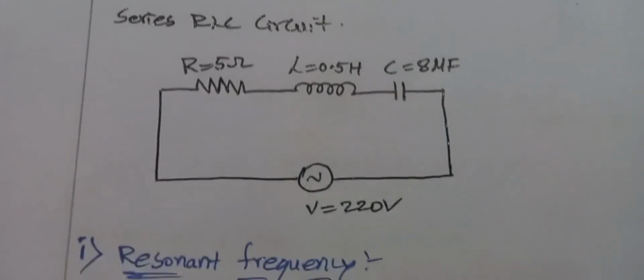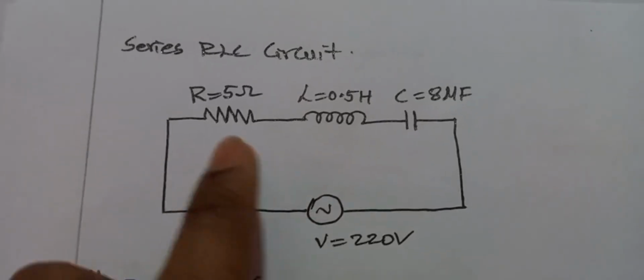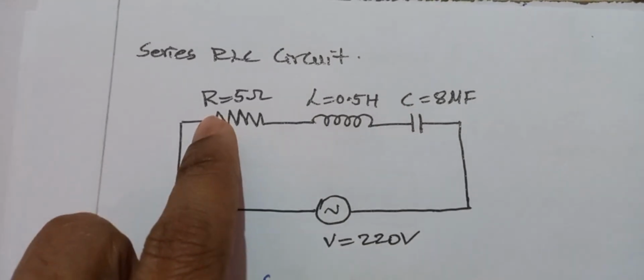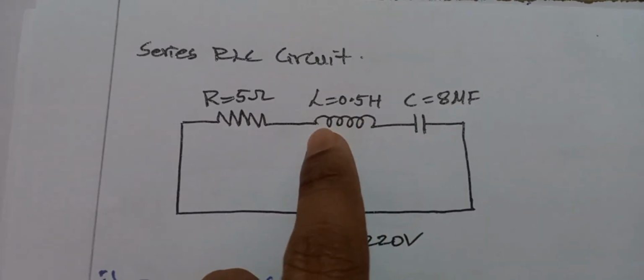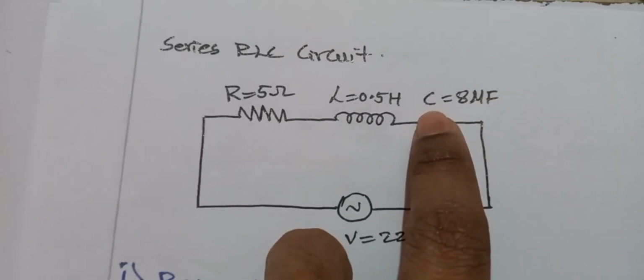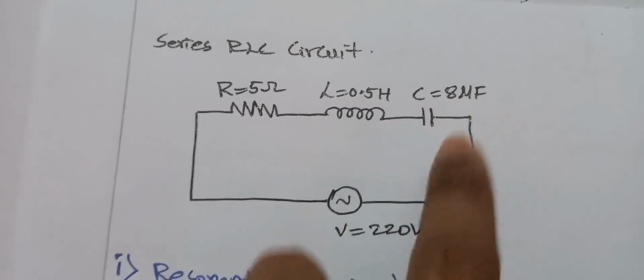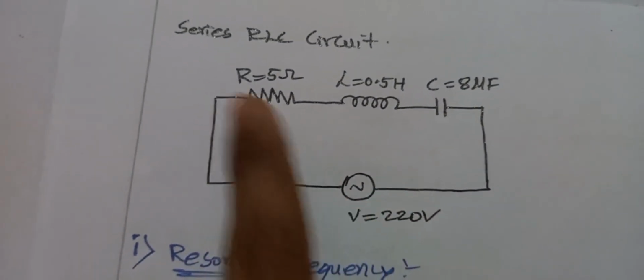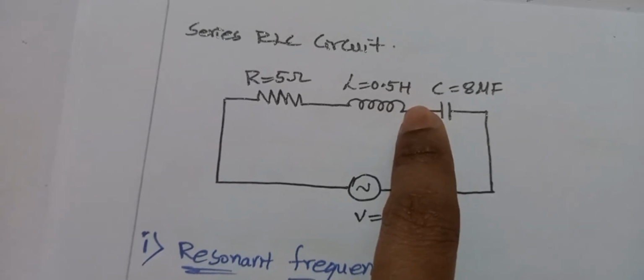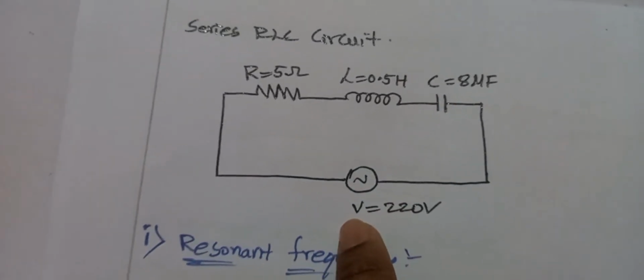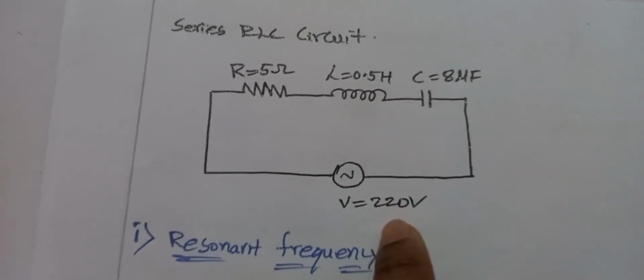Then we will go to draw the series RLC circuit. So in this series RLC circuit, the given resistance value is 5 ohms and inductance value is 0.5 henries and capacitance is equal to 8 microfarads, and across these series RLC passive elements we have a voltage power supply of 220 volts.